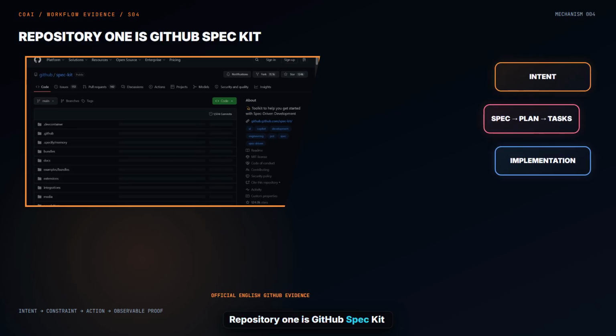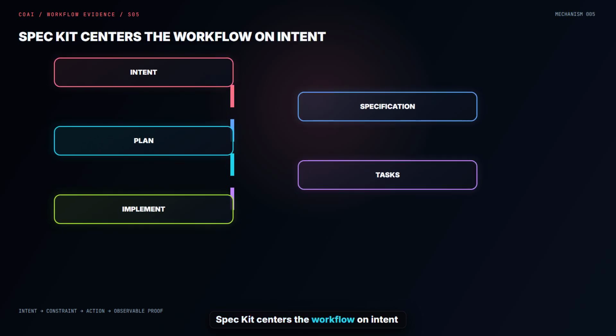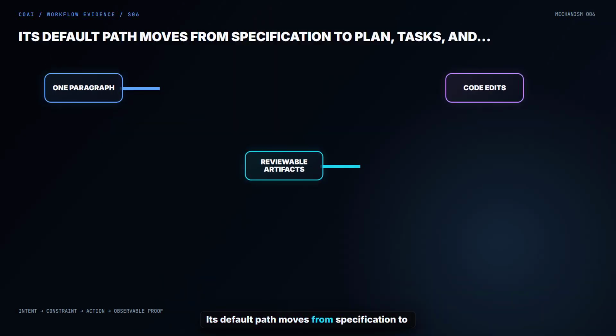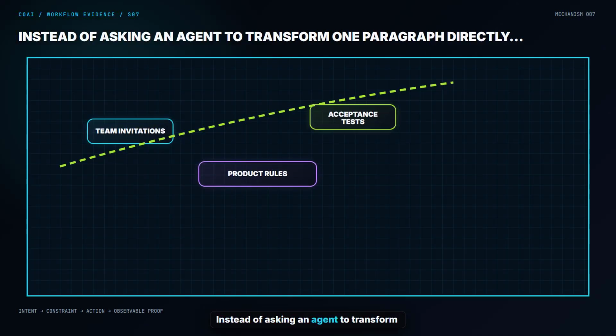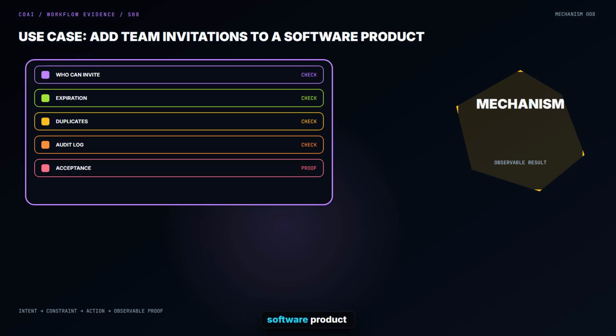Repository 1 is GitHub Spec Kit. Spec Kit centers the workflow on intent. Its default path moves from specification to plan, tasks, and implementation. Instead of asking an agent to transform one paragraph directly into a codebase, it creates reviewable artifacts between the idea and the edits. Use case: add team invitations to a software product.